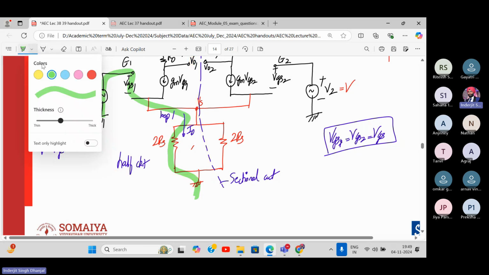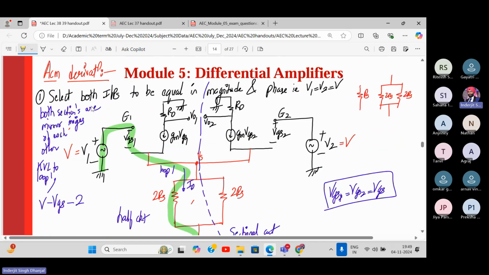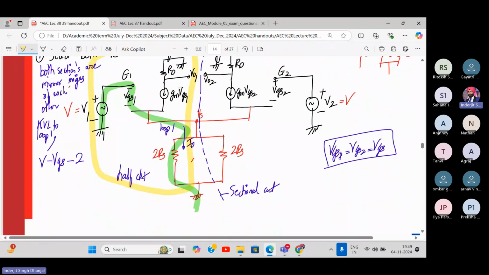What will it be? We are analyzing this part of the circuit, no? So what is the current over here? GM into VGS, right? So twice GM into VGS into RS. Agree? Twice RS into this current which is flowing over here. So current flowing over here will be how much? GM into VGS. Why? Because VGS1 is equal to VGS2 equal to VGS. So what do we get over here? V is equal to VGS plus twice GM VGS RS.